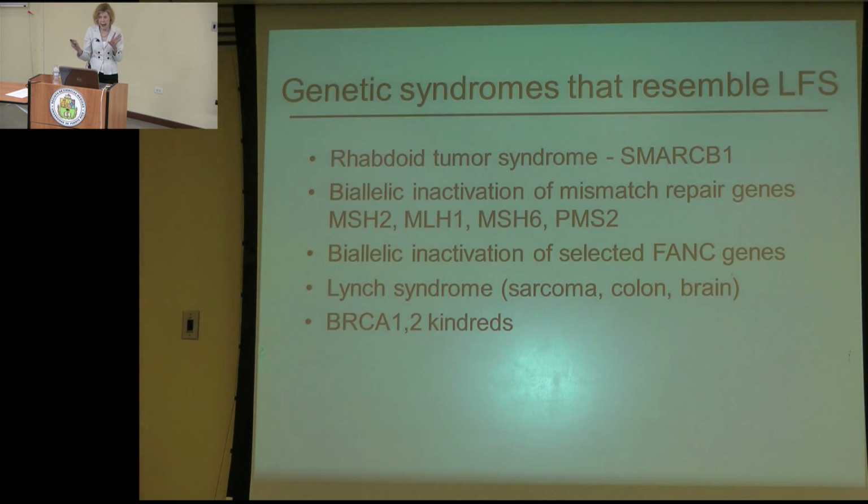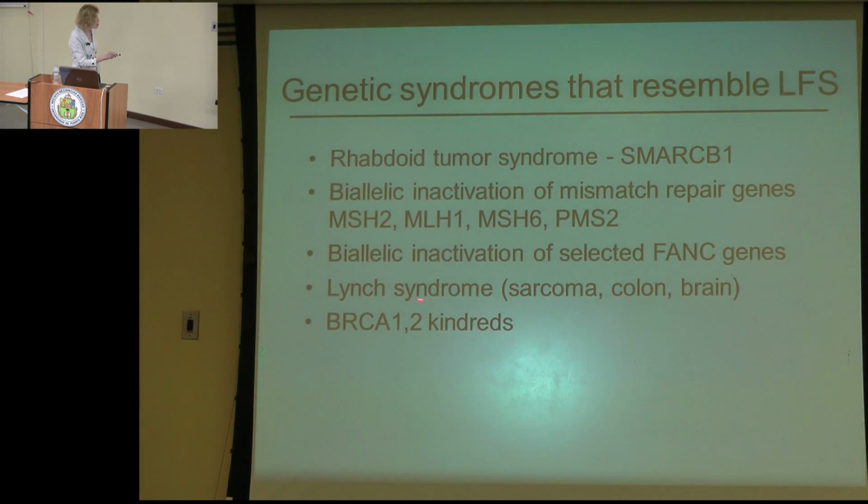But what if you had a mutation in both alleles? Could be compound, so that you got a different allele from each parent, or you may have consanguinity and get the same allele. But when you have biallelic inactivation or mutation in mismatch repair genes, it can give you a syndrome of multiple young onset childhood cancers. And often the parent family history does not particularly resemble Lynch syndrome. Biallelic inactivation of Fanconi genes can give you a variety of different childhood cancers.